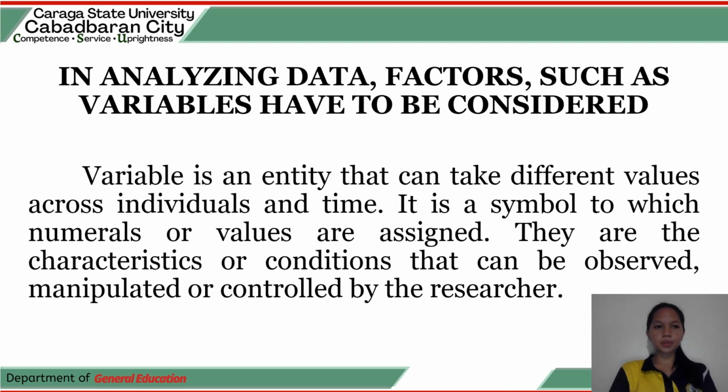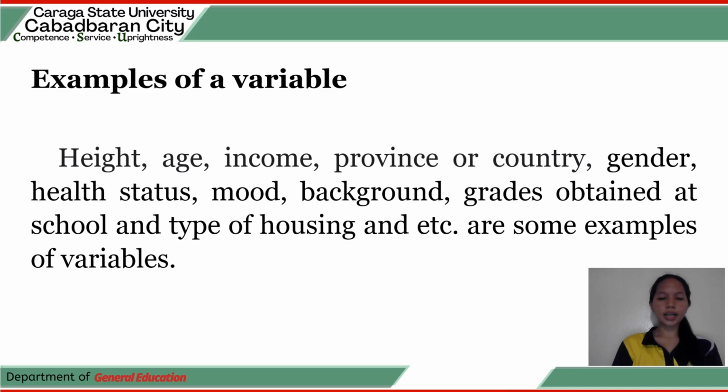For example, the height, age, income, province or country, gender, health status, mood, background, grades obtained at school, type of housing, etc. are some examples of variables. There are 5 types of variable: the independent, dependent, moderator, control, and intervening variable.